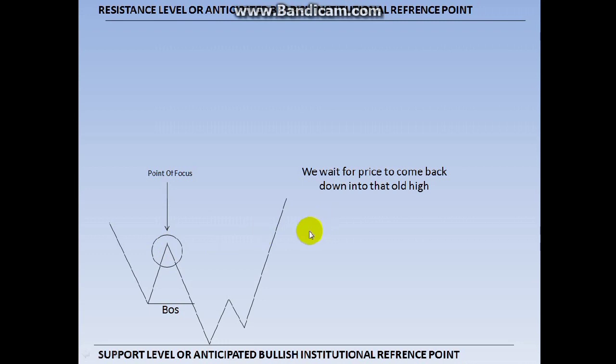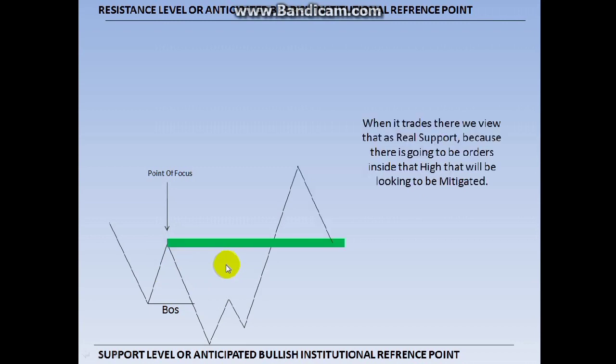Then the next line of action is, we wait for price to come back down into that old high, into this particular old high, because this is our point of focus, right? Immediately we have our shift in structure, this is our point of focus. So now when it trades there, we view that as real support, because there are going to be orders inside that high that will be looking to be mitigated.